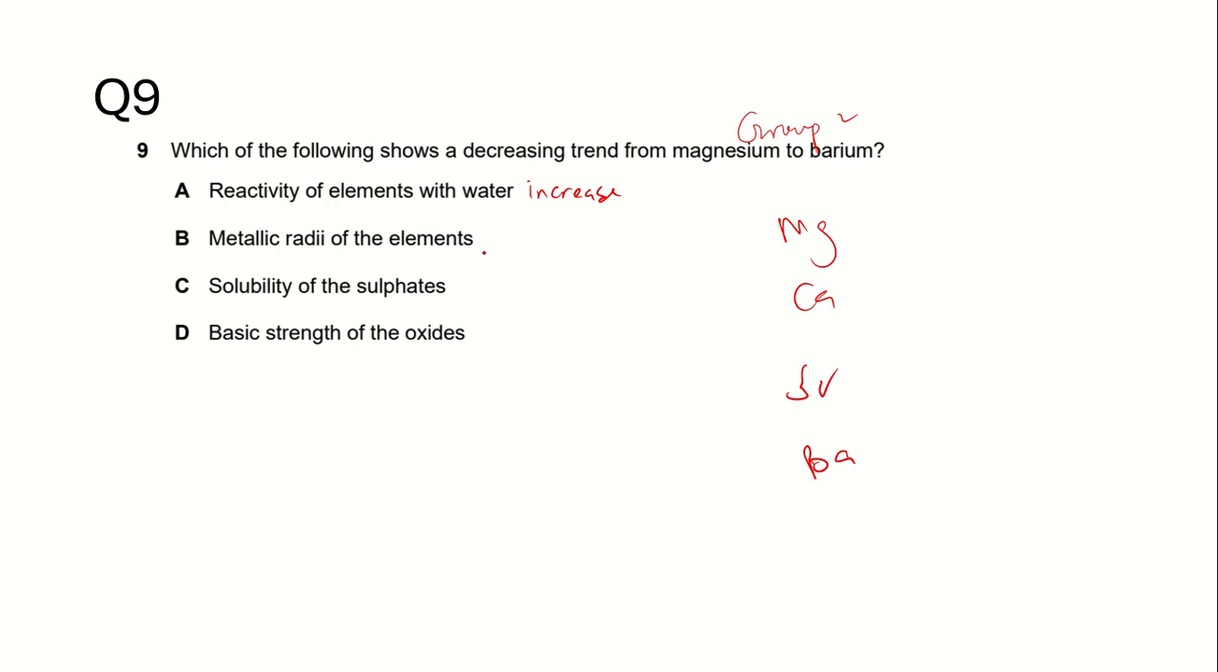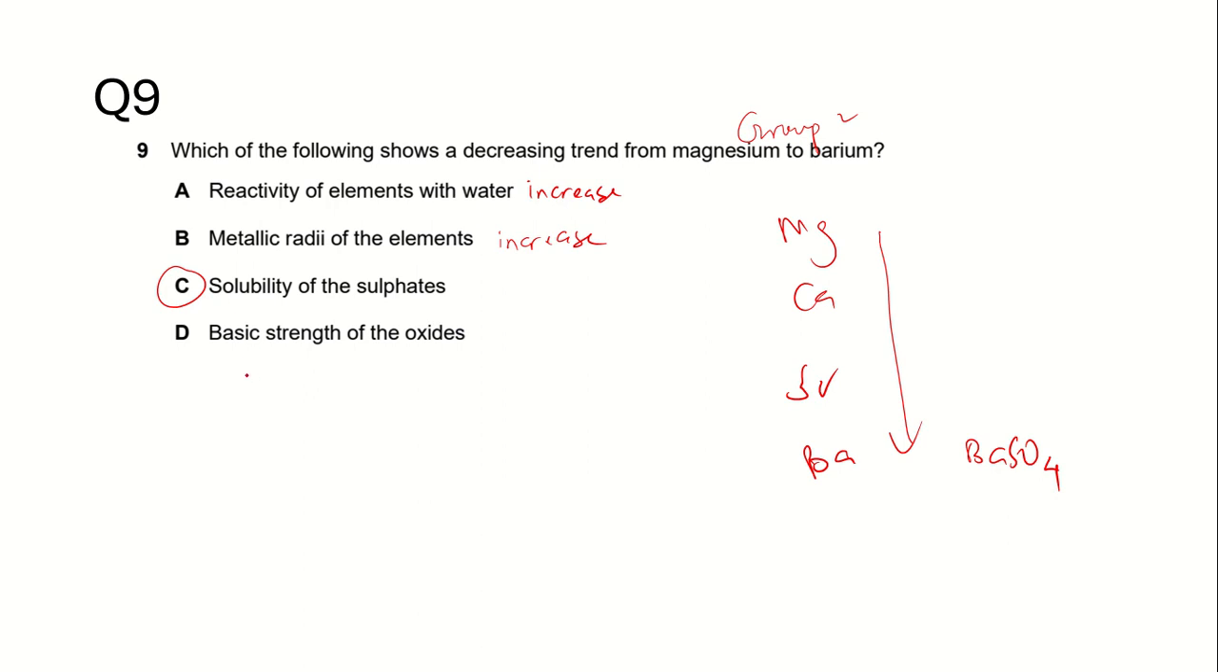B, metallic radii of the elements going down the group, more and more electrons, right? Going down groups, when you increase one period, you are increasing one shell, one principal quantum shell in the atom, so the radii will increase. Solubility of the sulfate, barium sulfate is the least soluble one, so correct, solubility of sulfates will decrease going down group 2. Our answer is C.